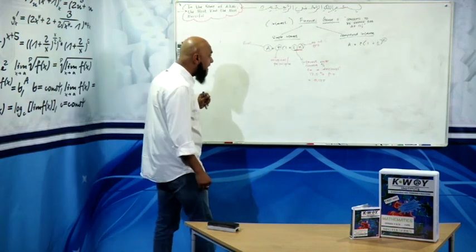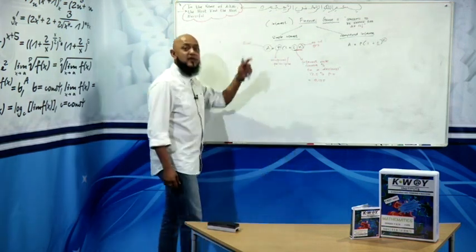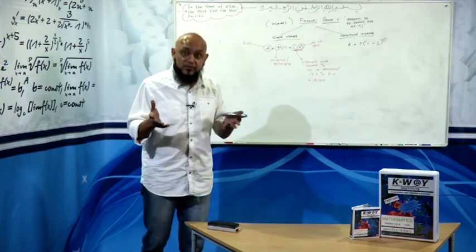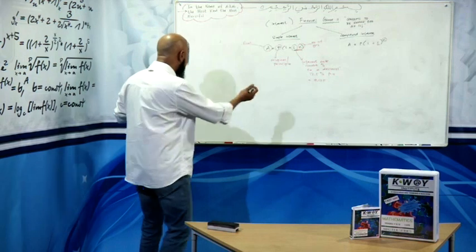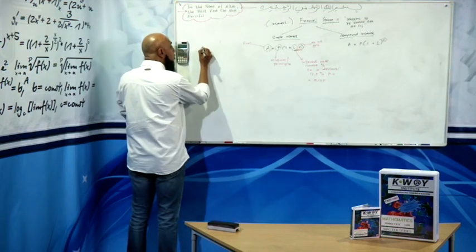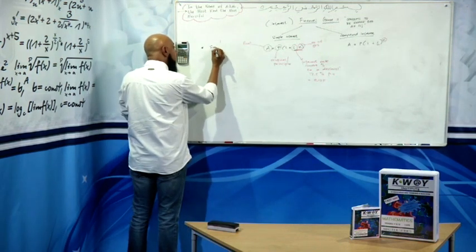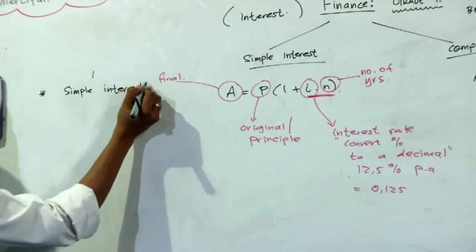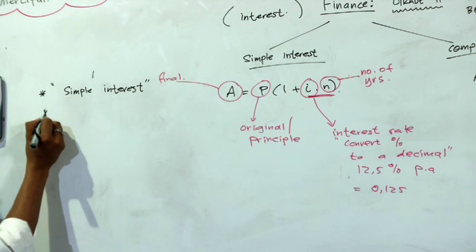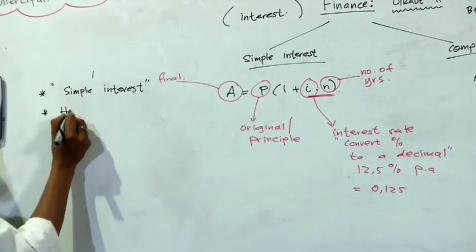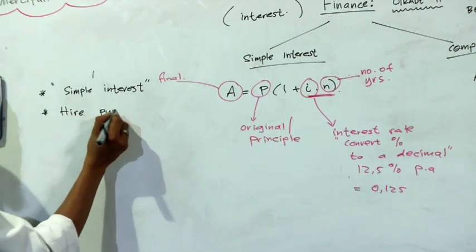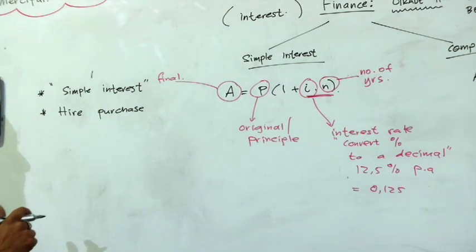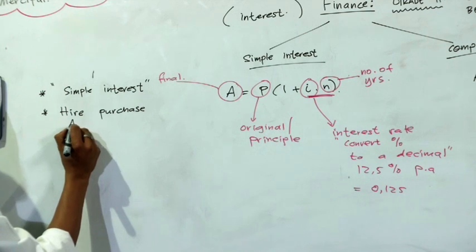Now, the question comes: when do we use simple interest? When do we use compound interest? Obviously, if the question says simple interest, we use it when we want to calculate simple interest, if they explicitly use the words simple interest in the problem. We'd also use it for hire purchase agreements, HP, which we are all very familiar with.